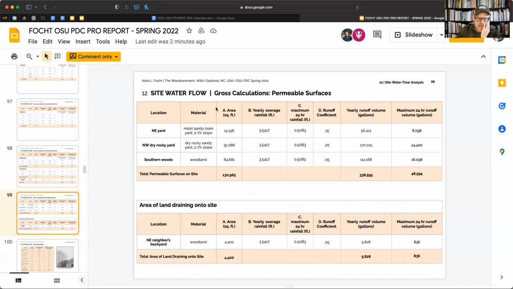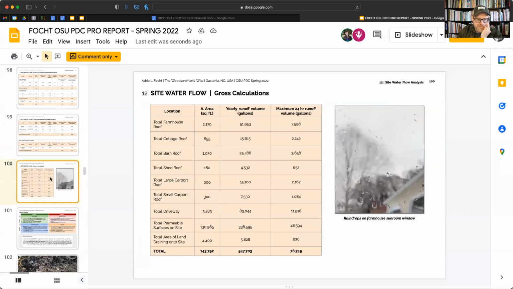Then she's done permeable calculations, again, which I highly recommend. She's taken her soil data, and that soil data has been able to give her a sense of what that runoff is again. That soil data material also is in that runoff coefficient sheet, so it's easy to plug in your numbers and then come up with what that looks like. Finally, she's done gross calculations for everything.